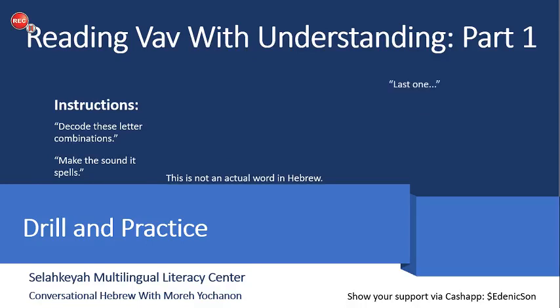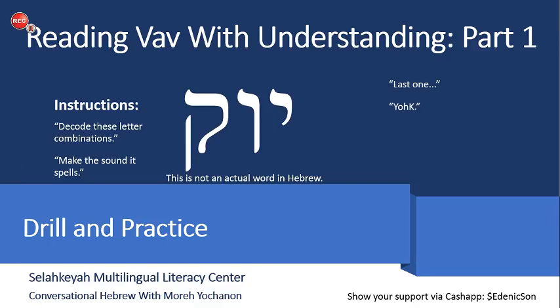Last one. We have the yud, we have the vav, and we have the kof. We have y, ok, yoke, yoke. All right.